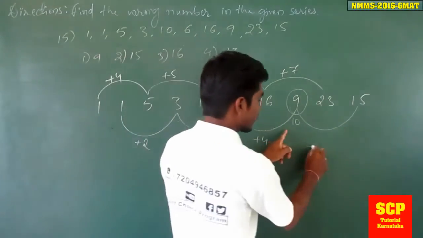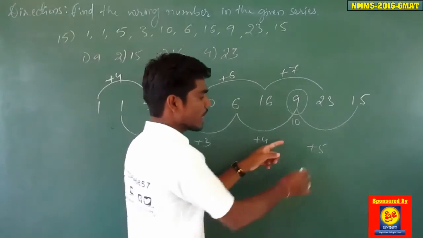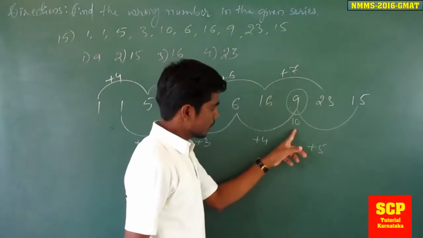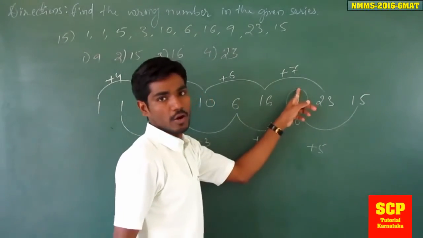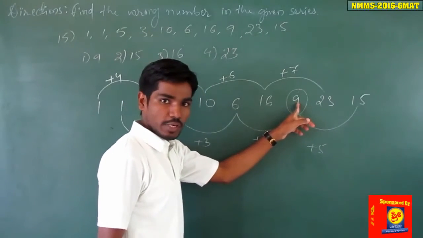Next, if I add 5, because these are in increasing order, 2, 3, 4, 5. So if I add 5 to 10, what I'll get? I'll get 15, which is right. Now here the given number 9 is what? Wrong. Instead of 9, they would have given 10, but they have given 9 over here, which is the wrong one.